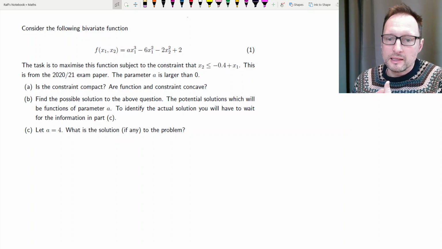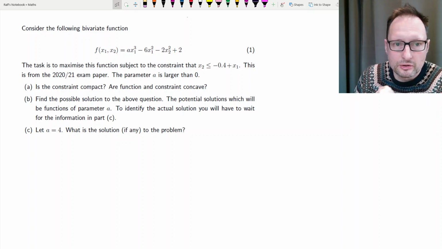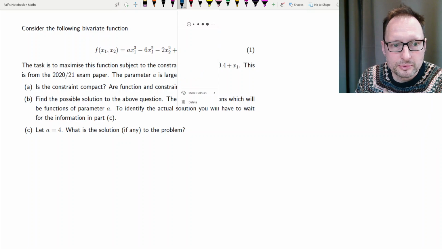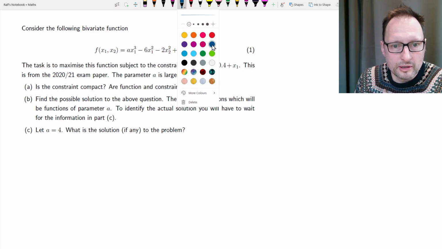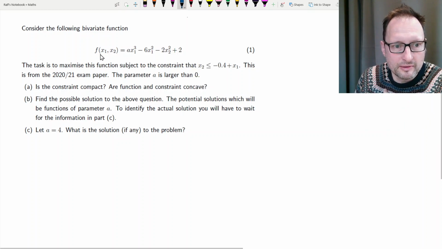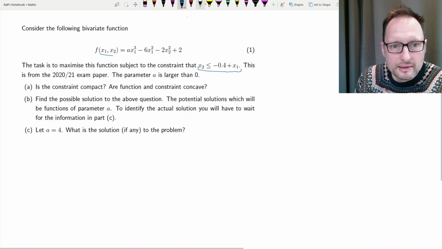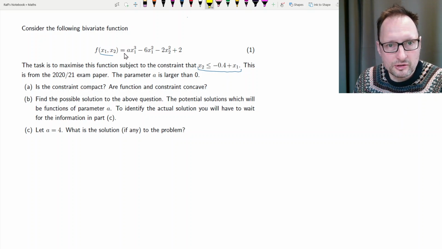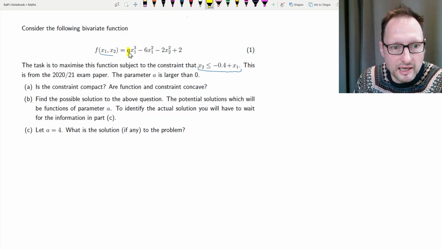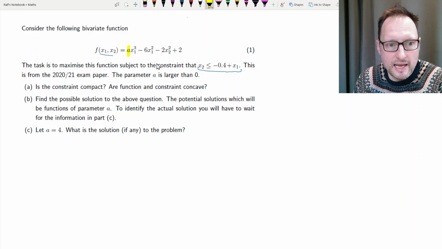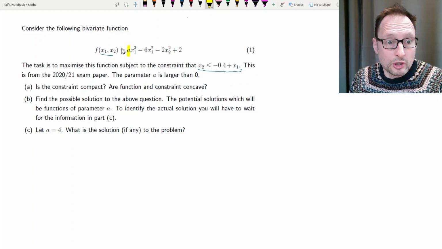So here we have a constraint optimization problem in two variables. So we're having a bivariate problem, two arguments. We're having a constraint which involves these two arguments. The somewhat annoying thing about this question is that this function has a coefficient here, a. But note this coefficient is not one of the arguments.